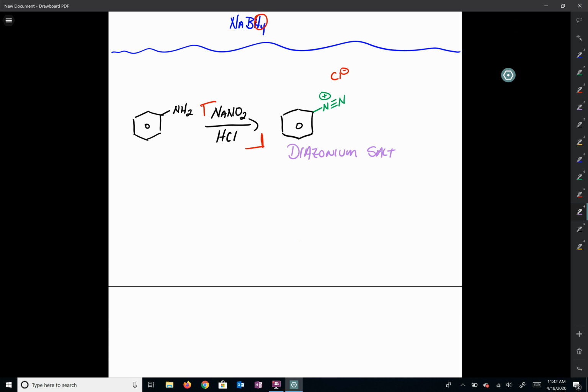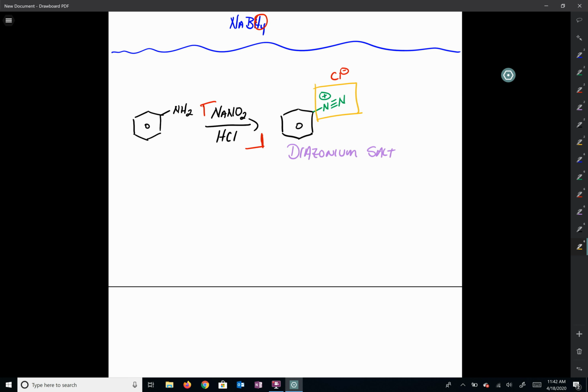Now, immediately you should take a look at this group and go, that is a fantastic leaving group. It's got a positive charge, so when it leaves, it's going to leave as a neutral group. It's also going to leave and kick off N2. And that's what makes this such a useful set of reactions we're about to learn. Generating that diazonium salt, we can do a lot with that.